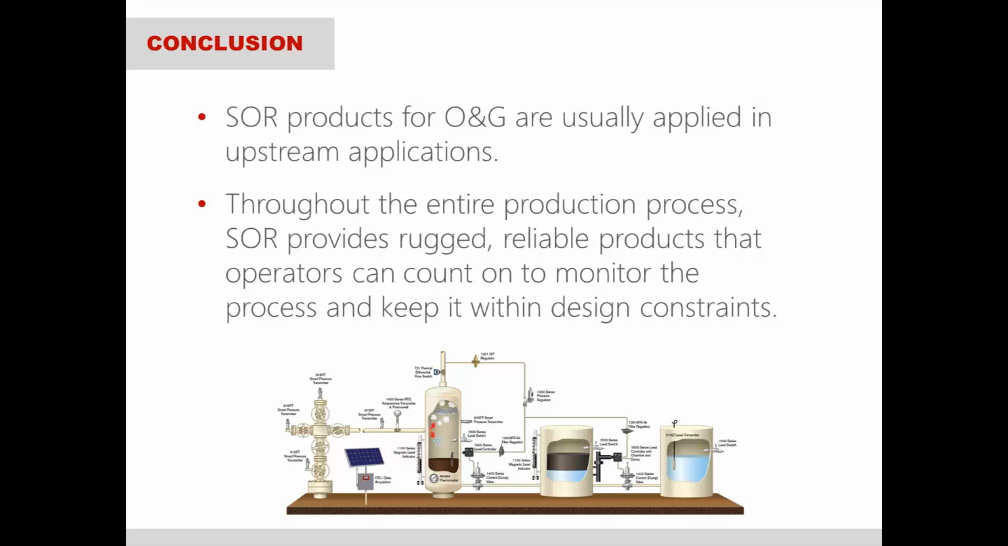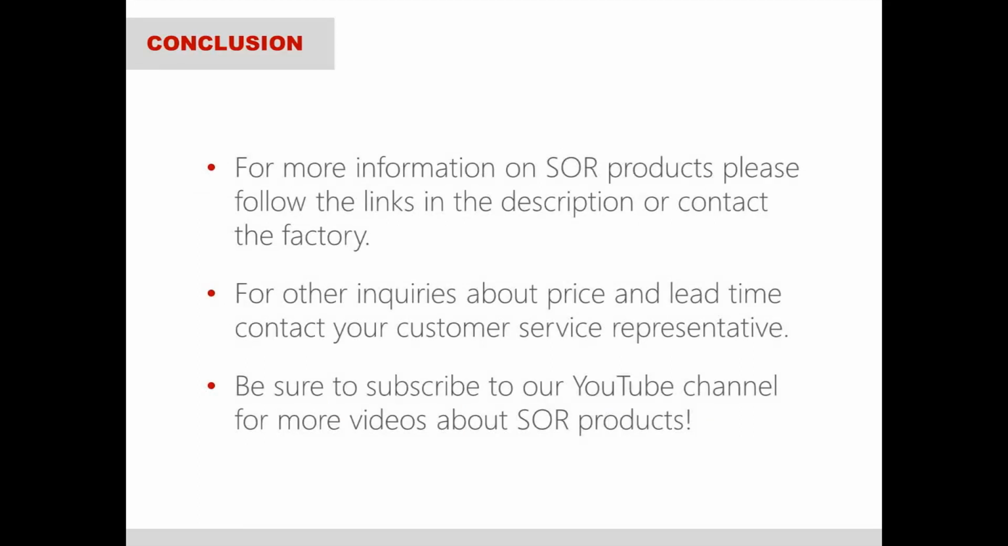So throughout the entire production process, SOR provides rugged, reliable products that the operators can count on to monitor the process and keep it within its design constraints. Most of our products can be used to feed a control system, which is really protecting the production from safety concerns and also keeping it operating efficiently and maximizing savings and profit for the customer. So really that's all of the applications I had.